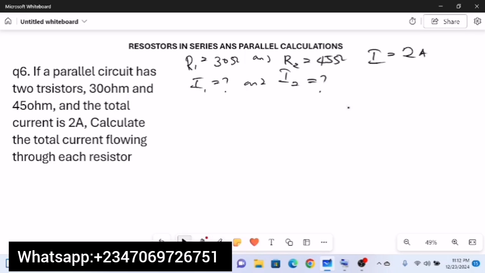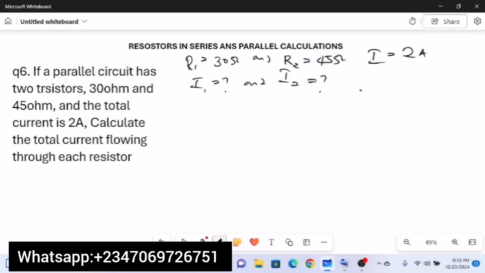Now, in order to answer this type of question, the first thing you need to do is find the voltage which is supplying this 2 ampere current to the circuit. And in order to find that voltage, you need to find the equivalent resistance between R1 and R2, then utilize Ohm's law to find that voltage.